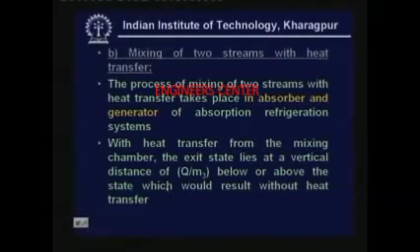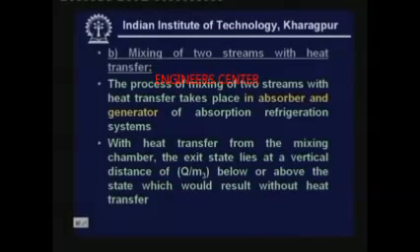So, with heat transfer from the mixing chamber, the exit state lies at a vertical distance of Q by M3 below or above the state which would result without heat transfer. That is what I have explained just now.